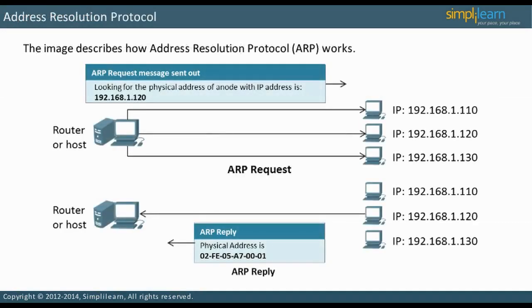The image on the slide demonstrates how Address Resolution Protocol, ARP, works. It finds the corresponding MAC address if an IP address is provided. ARP is used when forwarding a packet to the correct destination within a LAN. The IP address and MAC address combination is stored in the ARP cache for future use.